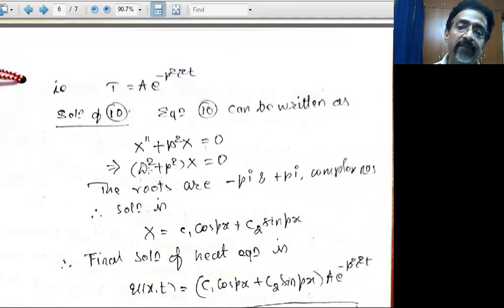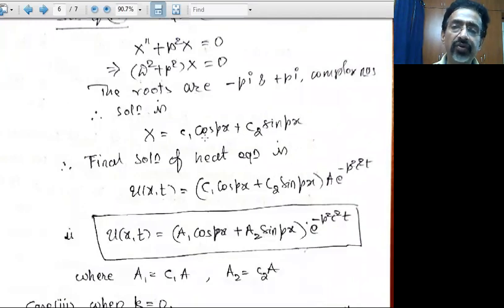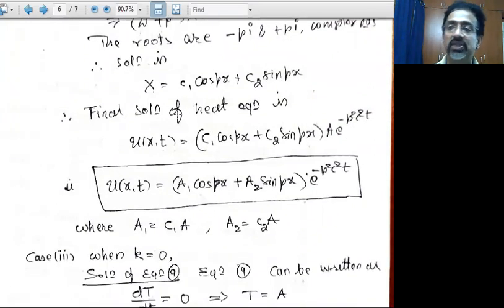So definitely m squared plus p squared is equal to 0 gives m squared is equal to minus p squared. Square of a number negative, so it is imaginary. So what I get? The roots as plus i times p, minus i times p. So the roots are complex numbers. So accordingly, what is the solution? X is equal to C1 cos px plus C2 sin px. Therefore, what is the final solution? X times T gives me the final solution.